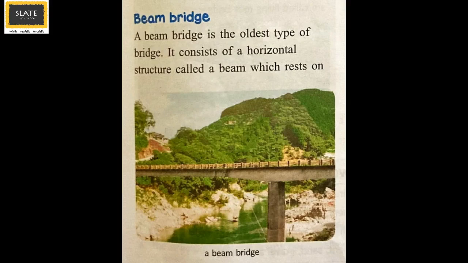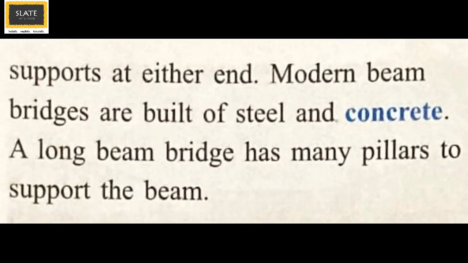Beam bridge. A beam bridge is the oldest type of bridge. It consists of a horizontal structure called a beam which rests on supports at either end. Modern beam bridges are built of steel and concrete. A long beam bridge has many pillars to support the beam.